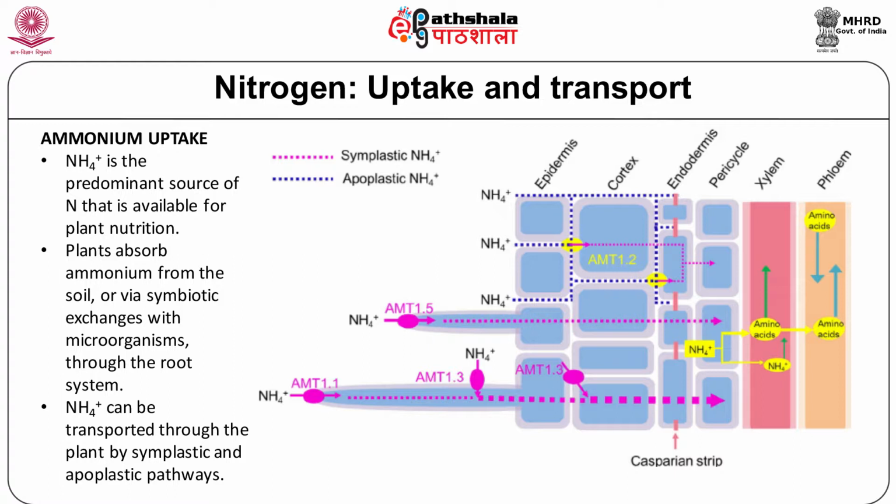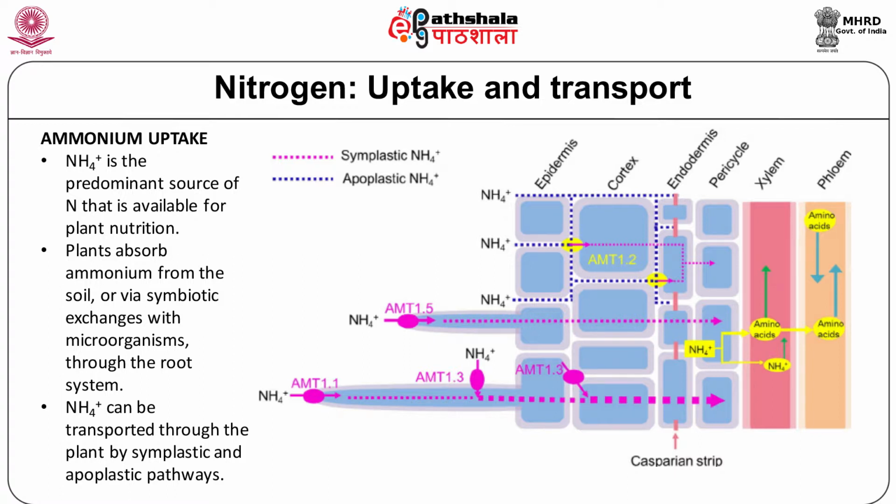Transporters AMT1.1, AMT1.3 and AMT1.5 are expressed at the plasma membrane of epidermis cells and root hairs. These are responsible for the ammonium symplastic pathway.